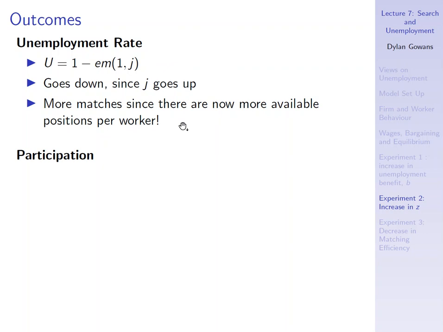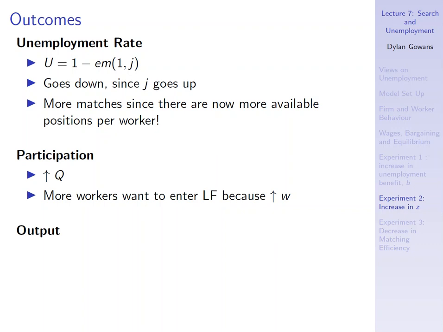What about participation? Well, we said this already. It's going to go up, and it's for two reasons. One is more workers will want to enter the labor force because the wage goes up. So in those cases where I do match, I will be paid more. And likewise, I'm also more likely to match. I didn't put this here, but I mentioned it before. So both the wage goes up, but also I'm now more likely to match. And as a result, I'm more likely to want to join the labor force.